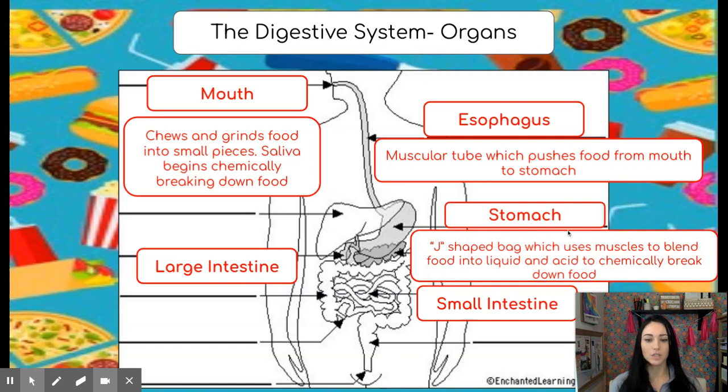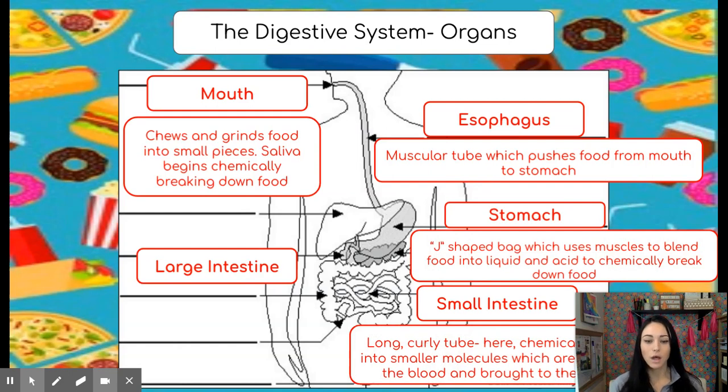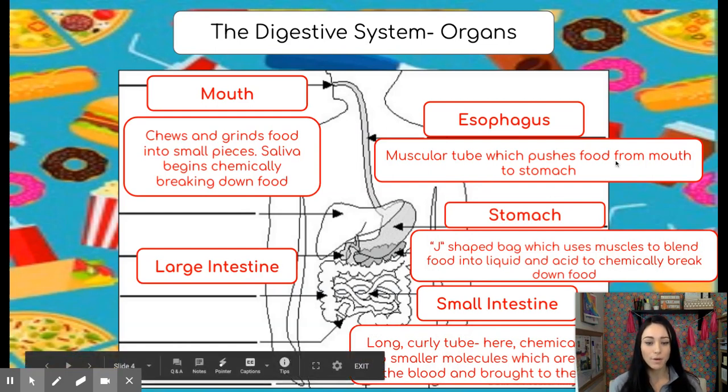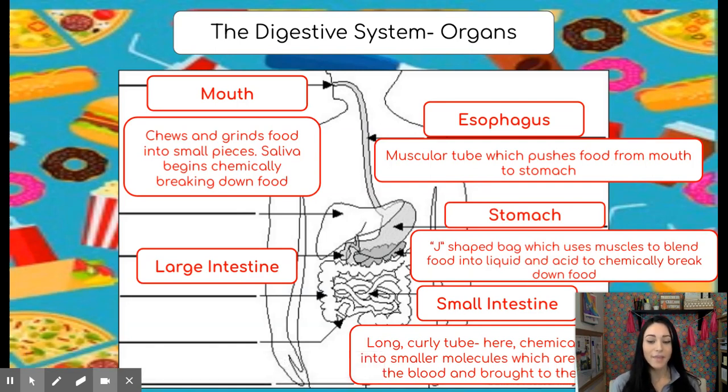The stomach is this J-shaped bag or pouch which uses muscles to blend food into a liquid and stomach acids to begin chemically breaking down your food. The next organ we have is the small intestine, which is this long curly tube that contains important chemicals that are able to further break down the food into smaller molecules and then absorb into the bloodstream. So your small intestine is responsible for further completing the breaking down of the food and passing all of those important materials into the bloodstream to be carried throughout the rest of your body.